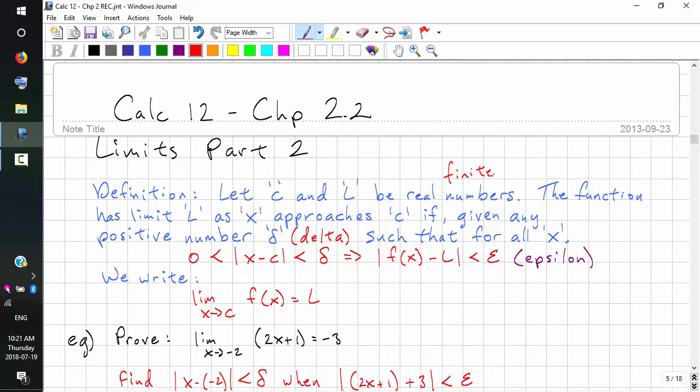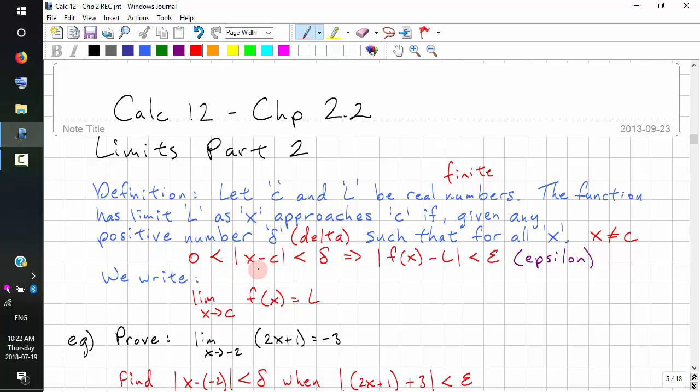The function has a limit L as x approaches C if, given any positive number epsilon, there exists a positive number delta such that for all x, we have this. This needs to be corrected because the book is a little bit wrong. Remember, the limit is not concerned about the value at C. It's only near C, so x does not equal C. And we can see that this condition has to be greater than 0. So if it was C, C minus C equals 0, which doesn't satisfy this.